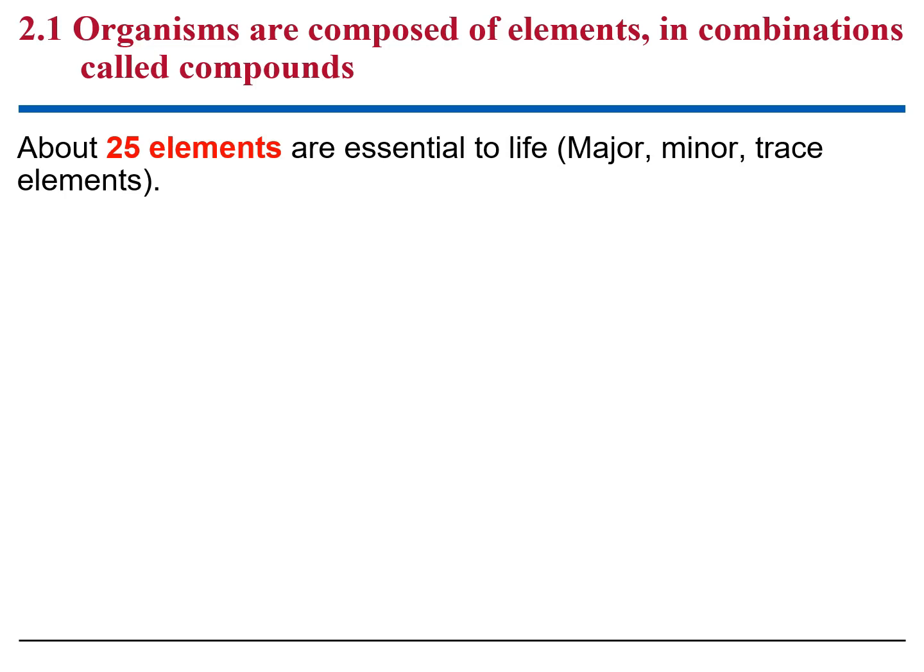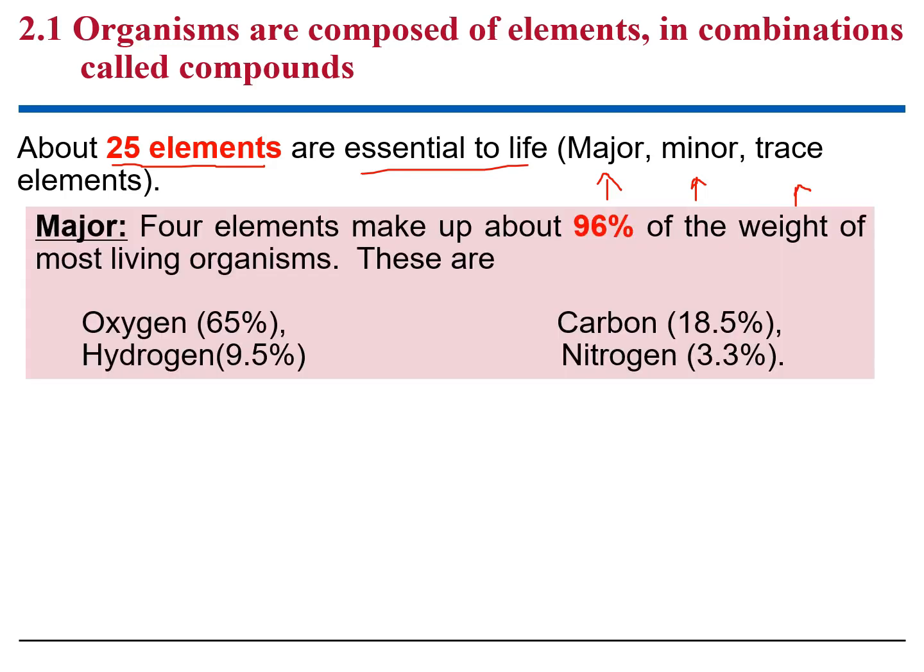We are going to talk about a lot of things, but from this chapter, I want you to remember that there are 25 elements that are essential to life. So of all the elements that exist in the periodic table, we have three main groups. Some that are very abundant in our body, some that we have just a little bit of, and some that we have very little of. So major, minor, and trace elements.